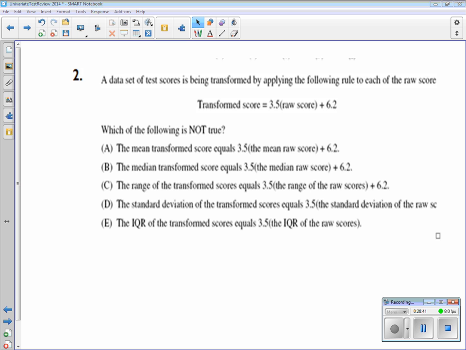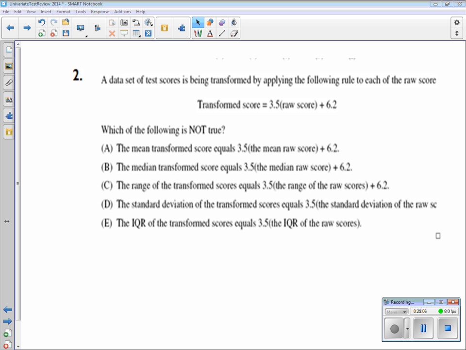So what is the rule? Am I multiplying by something? Am I adding something? Am I doing both of those things? I am multiplying by 3.5 and I am adding 6.2. So that is kind of like the question we just went over, isn't it? This is a way we could ask it in a multiple choice format.